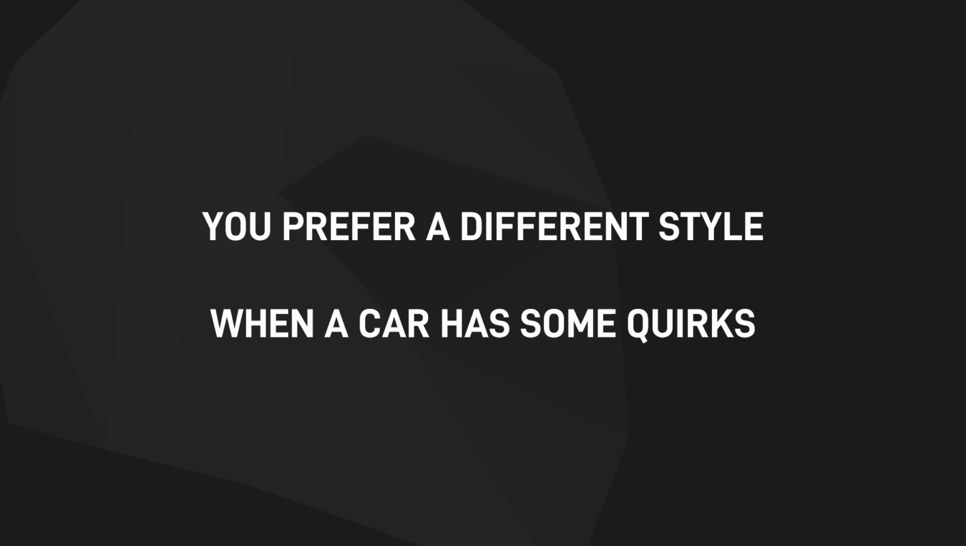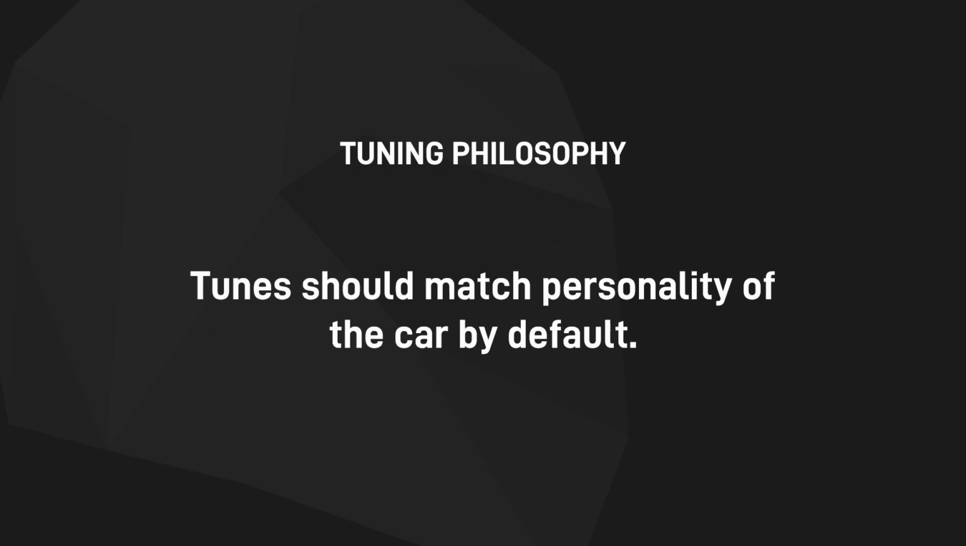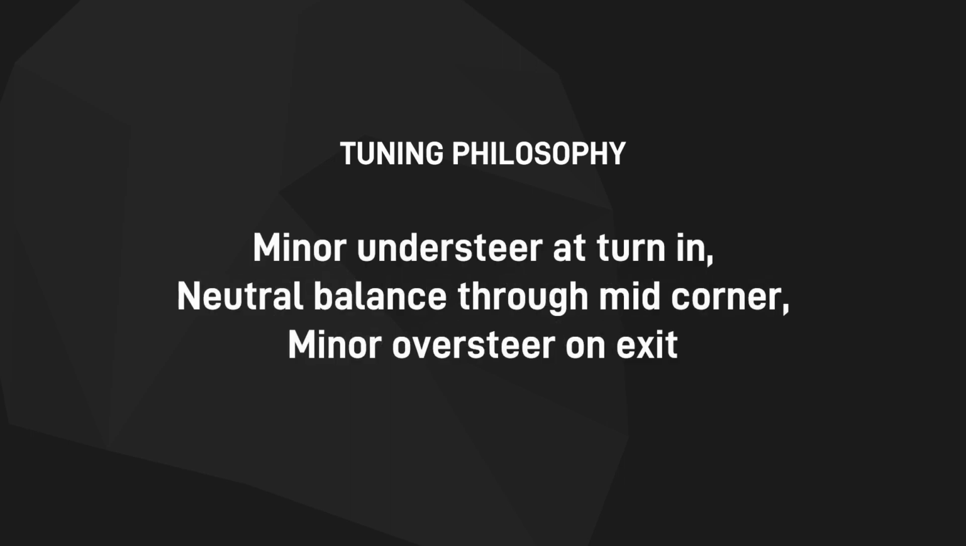So what is the tuning philosophy behind ForzaTune 7? Well, the app will match the personality of the car as opposed to trying to make all cars feel the same. This means that if a car is fairly balanced with a weight distribution of 50% plus or minus 5%, then you can expect the following behavior. Very minor understeer at turn-in with neutral balance through mid-corner and very minor oversteer on exit. This is a fairly standard target taken from real-world racing.